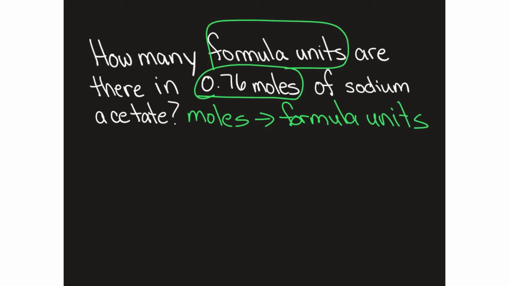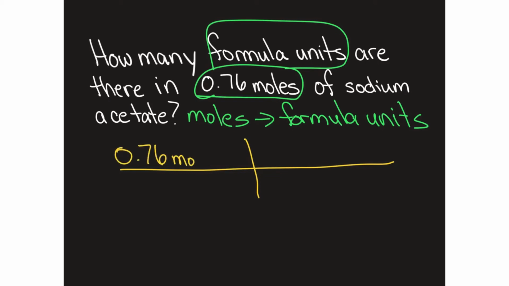All right, so let's make our t-chart and get started. So we make our t-chart, and we're going to start with what they gave us. So we're going to put 0.76 moles up in this upper left-hand corner. And this unit that we just wrote is what we put down in the lower corner. And then where are we going? Well, we're going to formula units, so we can put that in the upper right-hand corner. And now we just need to get the numbers.